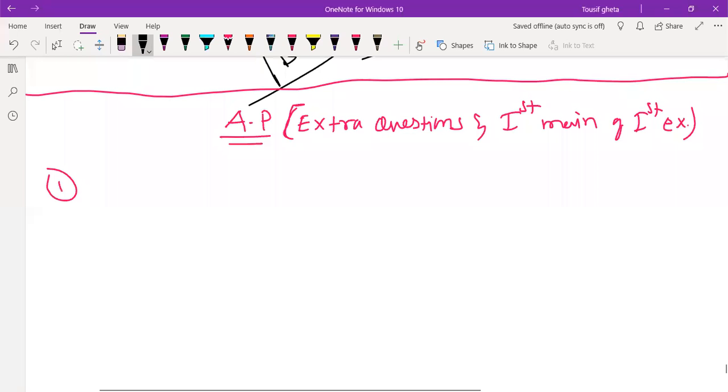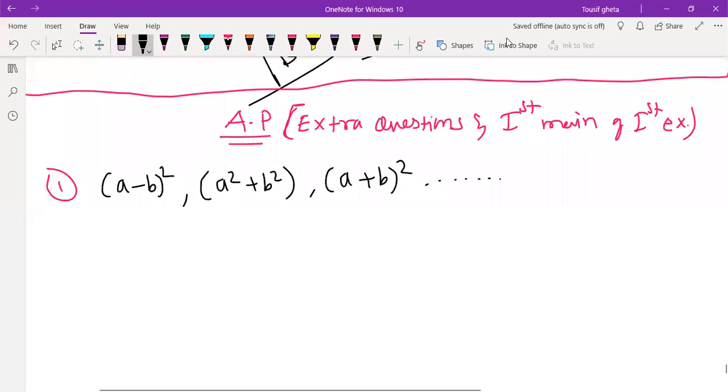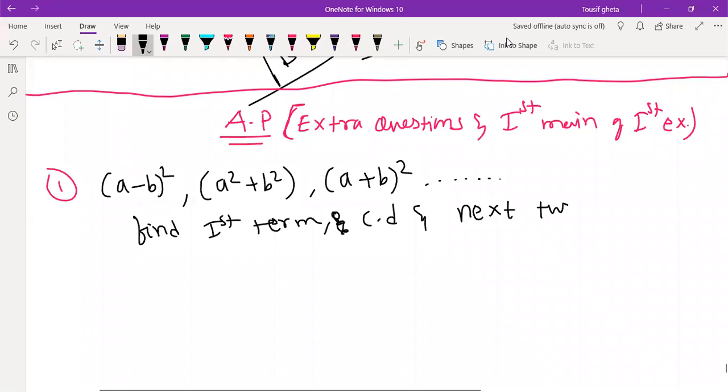So the first question is: (a minus b) whole square, a square plus b square, (a plus b) whole square, and so on. Find the first term, common difference, and next two terms.